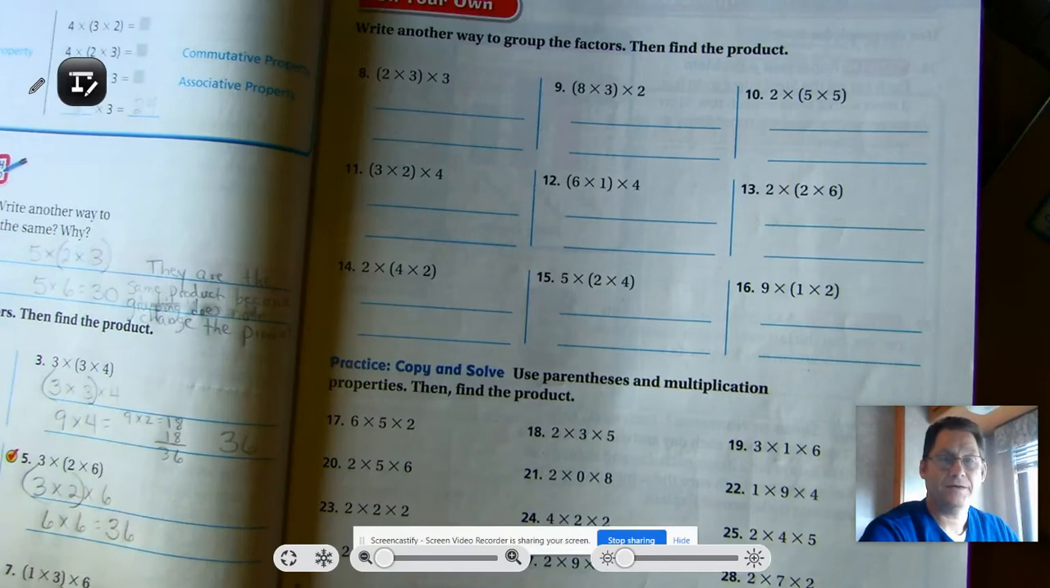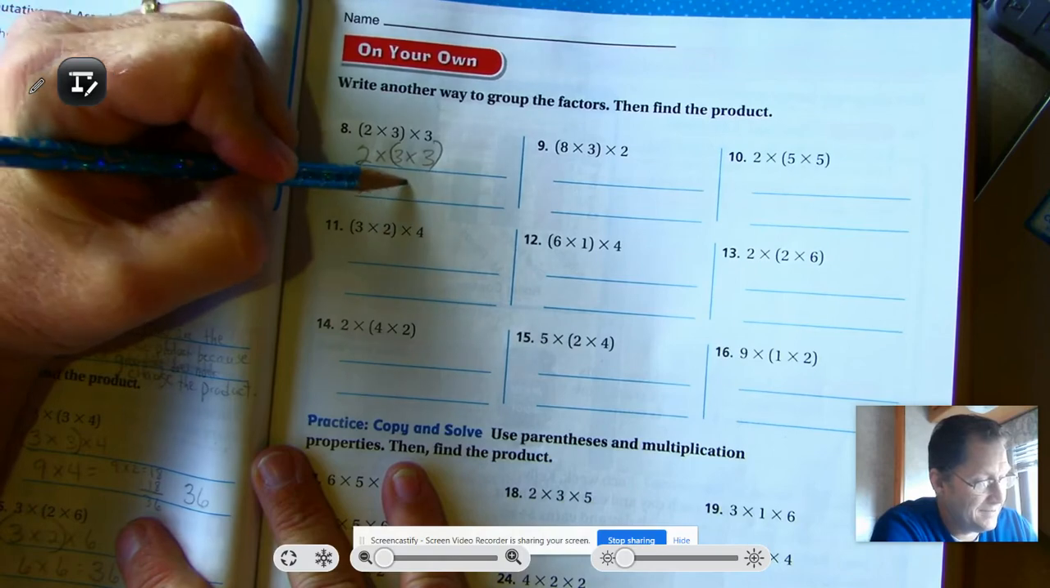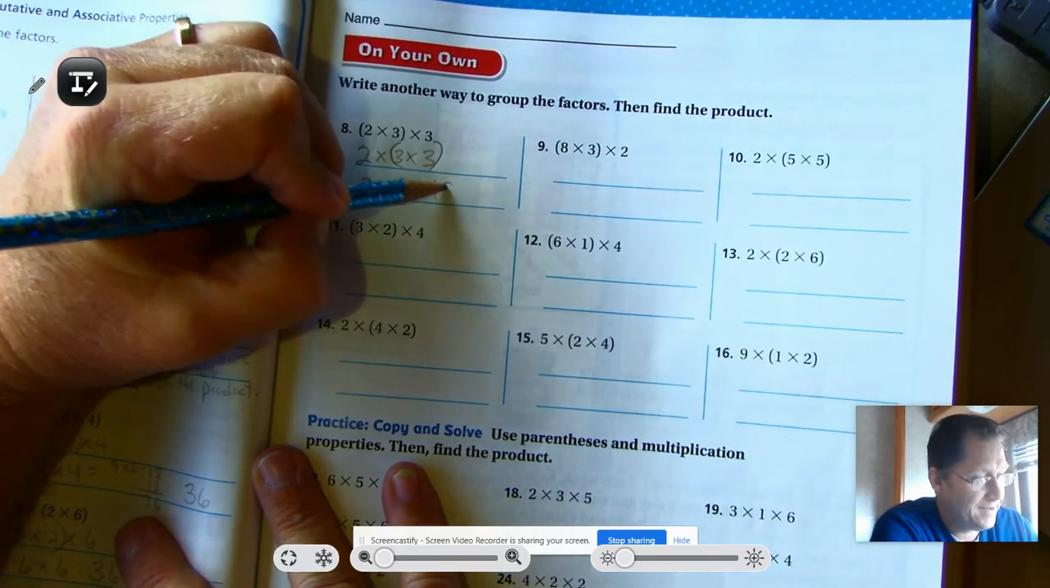Okay, page 163, number 8. Write another way to group the factors, then find the product. So 2 times 3 times 3. So we can group the 3 times 3 instead and go 2 times 9. 2 sets of 9, 18.